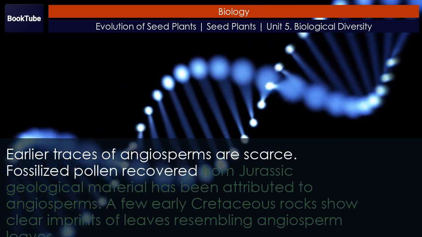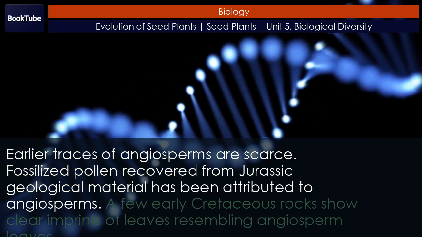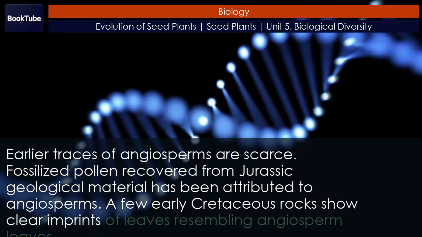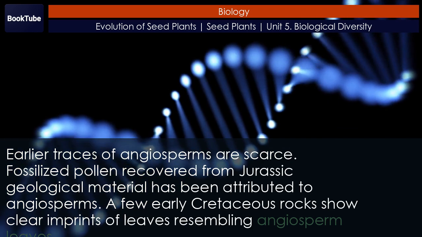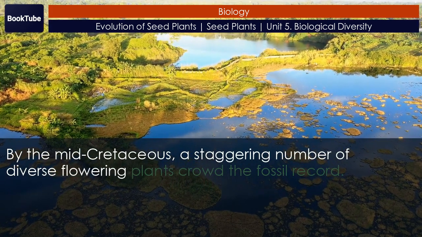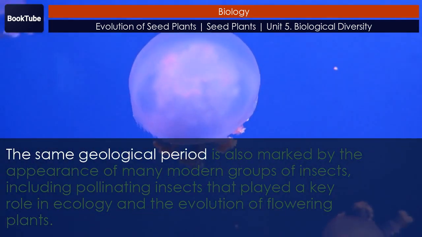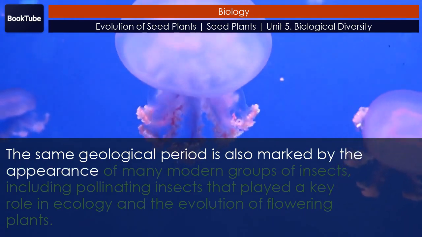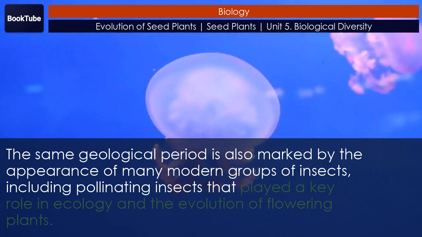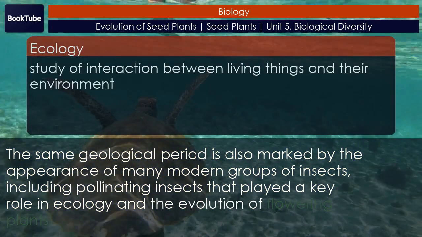Fossilized pollen recovered from Jurassic geological material has been attributed to angiosperms. Few early Cretaceous rocks show clear imprints of leaves resembling angiosperm leaves. By the mid-Cretaceous, a staggering number of diverse flowering plants crowd the fossil record. The same geological period is also marked by the appearance of many modern groups of insects, including pollinating insects that played a key role in ecology and the evolution of flowering plants.